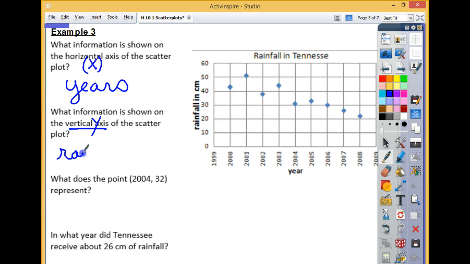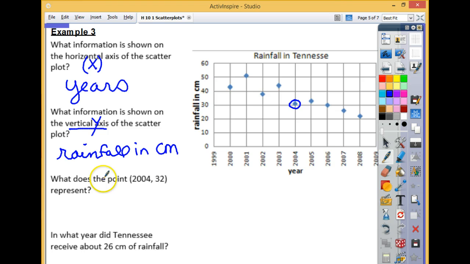Rainfall what? Yep, you have to tell me that. Rainfall in centimeters. Now, give me a sentence, just a short sentence describing what does the point 2004-32 represent? So this point, on your worksheet it asks you to do the same thing, but there's not a point exactly like that on there, but you could put a point and tell me what does it represent. Like if they said 2005-20, what would that represent if there was a dot there?